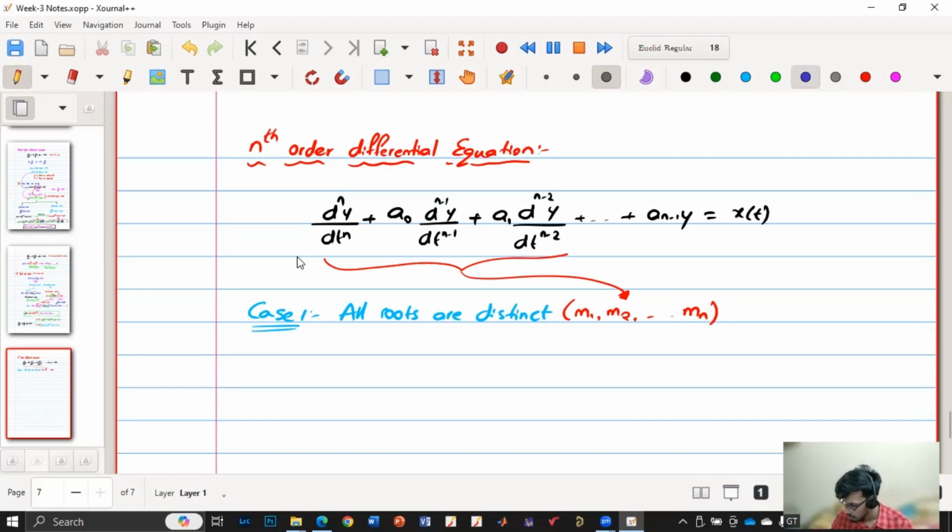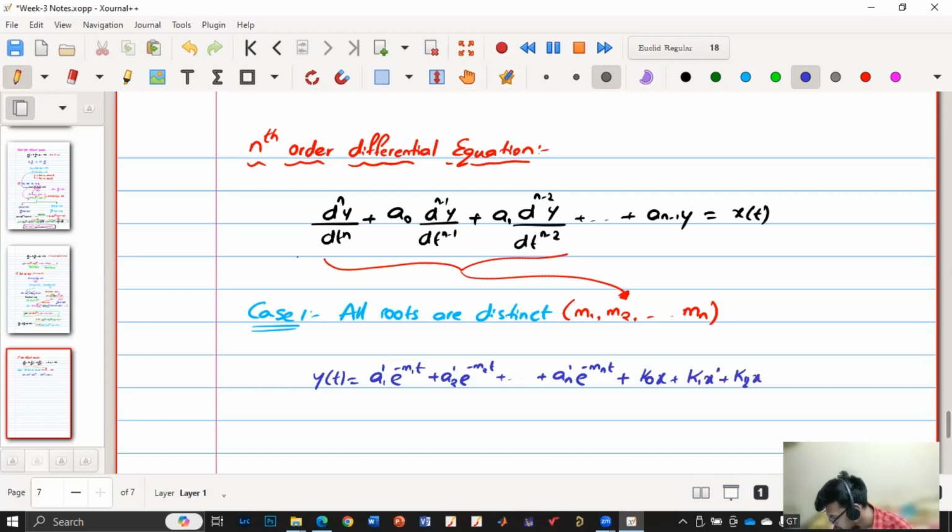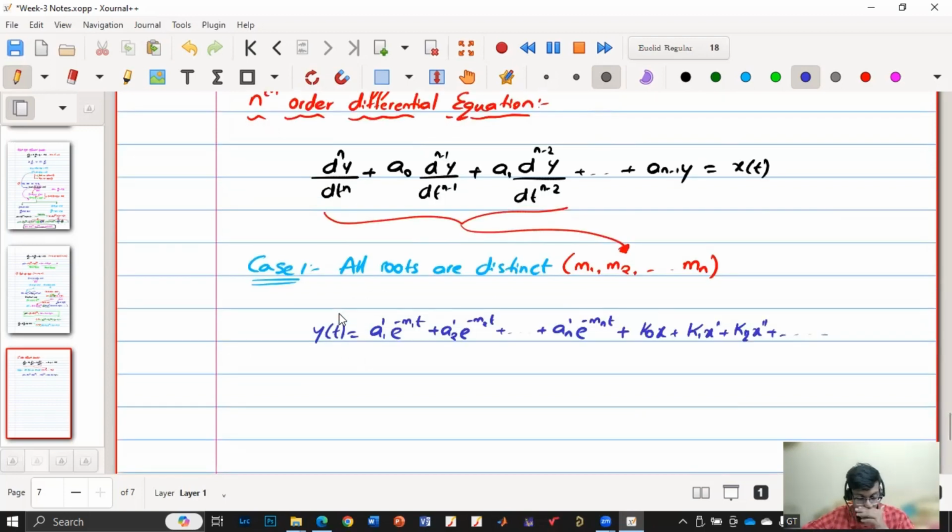Sir, a e to the power minus m1t, and plus a2 e to the power minus m2t. I'm using a1 dash, a2 dash because I have used it here. Plus up to so on, plus an e to the power minus mnt, plus k naught x of t, plus k1 x dash t. So these are when the roots are distinct.